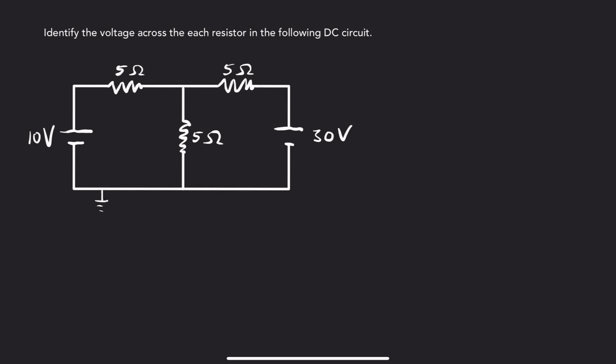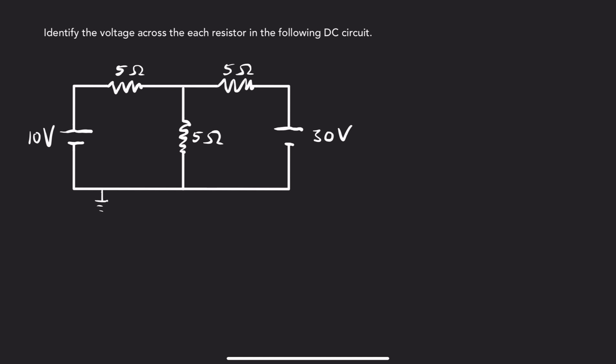Alright, in this video we're asked to identify the voltage across each resistor in the following DC circuit. In order to do that, we're going to use Kirchhoff's laws of voltage and current to form a set of three equations with three unknowns and solve that system simultaneously for each voltage.